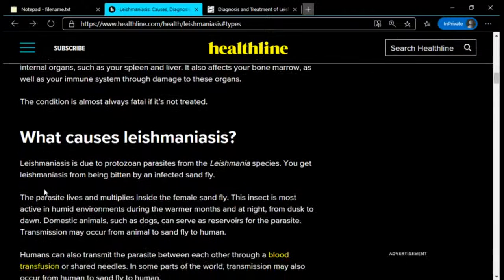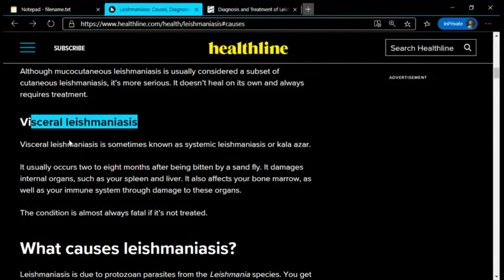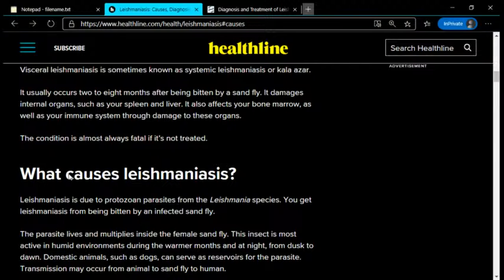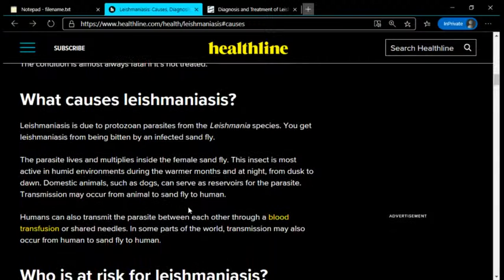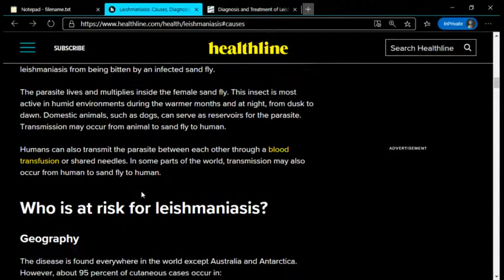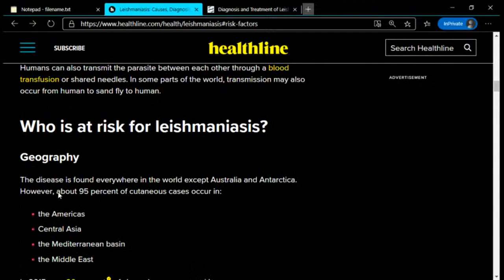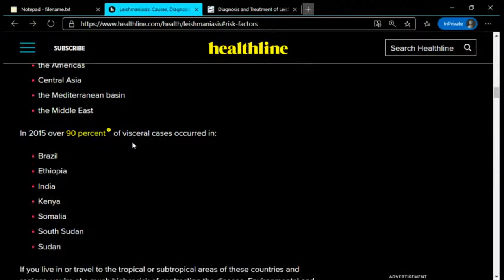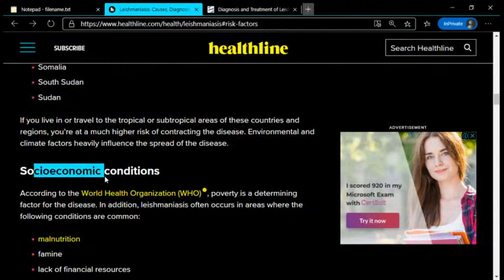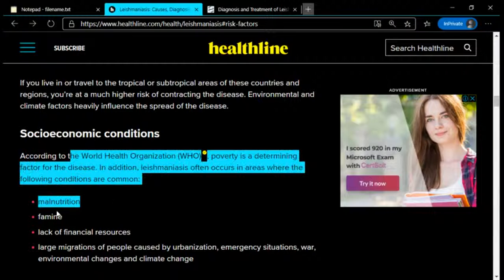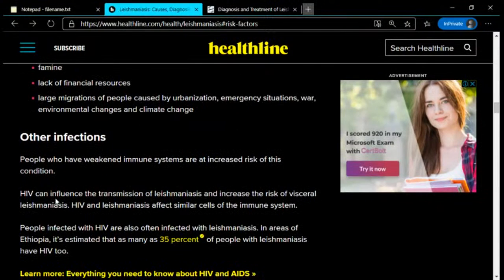Visceral leishmania is another type of leishmania, which we don't care about. Causes of leishmania: there are many causes, of course, one of which is the sandfly, which is most active in humid environments. Risk factors for leishmania include social conditions and other infections.